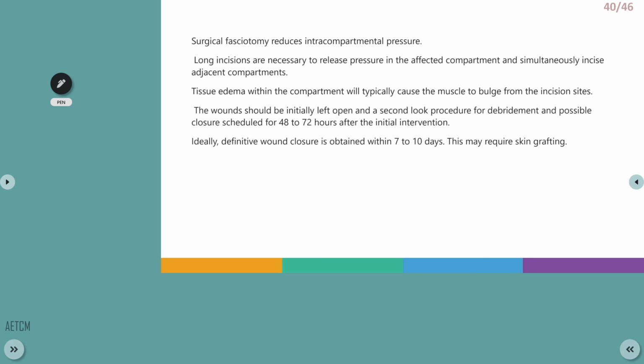So how to do a surgical fasciotomy? We put a long incision to release the pressure in the affected compartment, and simultaneously we incise the adjacent compartments also. Not only the compartment involved, the adjacent compartments should also be opened up. Because of the tissue edema, there will be muscle bulge, so we need to place a long incision, not a small incision just to open the compartment. A long incision is required so that the entire bulging muscle will escape from the anoxic damage. These opened fasciae should be kept open for a minimum of 48 to 72 hours, and a delayed closure is planned, within 7 to 10 days, which might require skin grafting also.